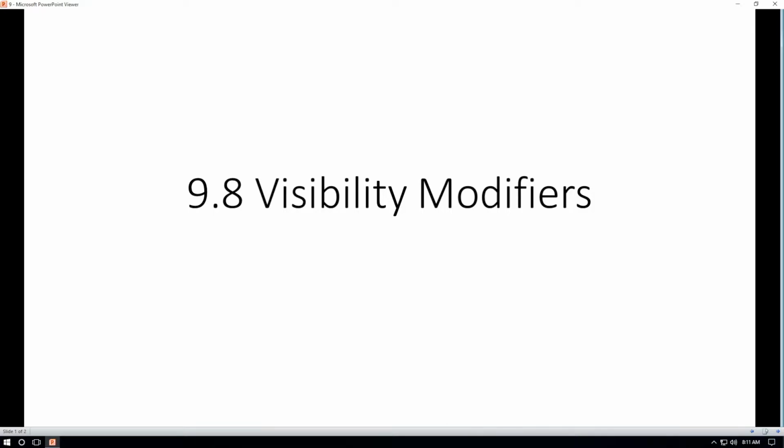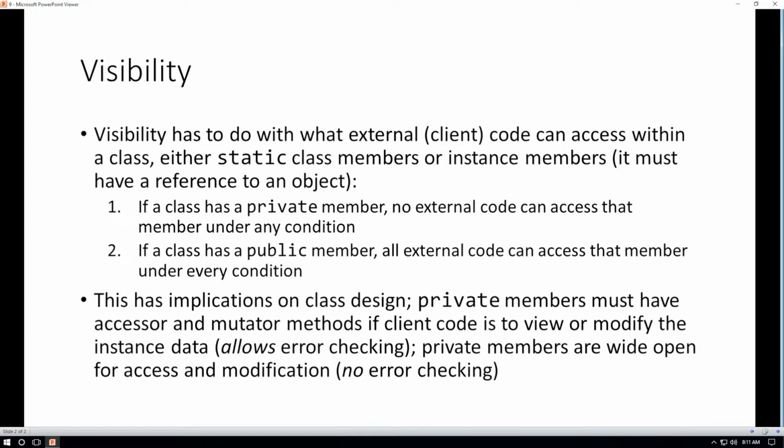In this section, we're going to discuss the idea of visibility modifiers and what they mean to your code. Visibility has to do with what external or client code can access within your class, whether they're static class members or instance members. If a class has a private member, then that means that member is accessible only to code in that class. It's private to the class.